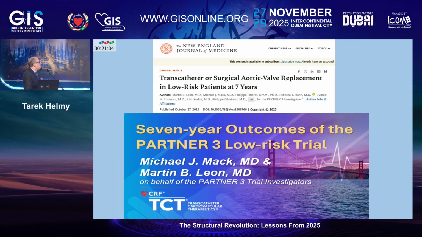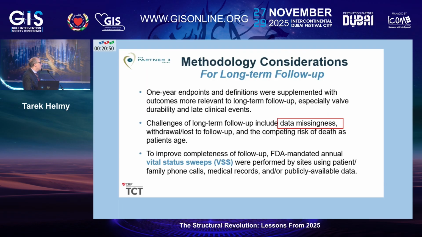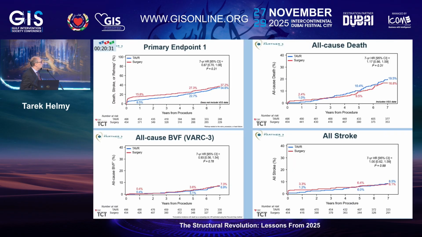This is the 7-year follow-up for the PARTNER 3, and this was presented at TCT by Michael Mack, and Marty Leon was moderating the session. You read the paper, it's very worth reading, and you'll be introduced to a concept of data missingness, which means that after 7 years, you're missing some data. One of the things that they did to get around that is to do vital status sweeps, where they called the patients' families, looked at obituaries, and looked at the Medicare database to look at patients who are still alive versus the ones that are not.